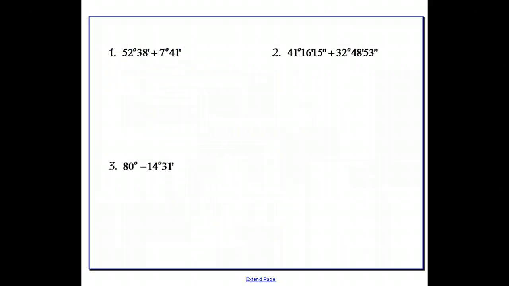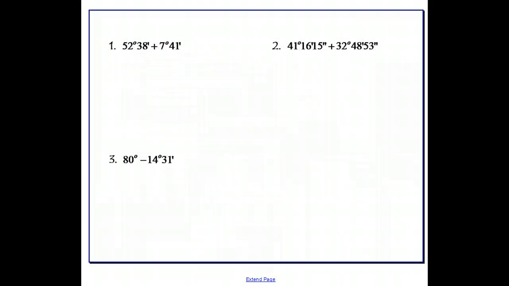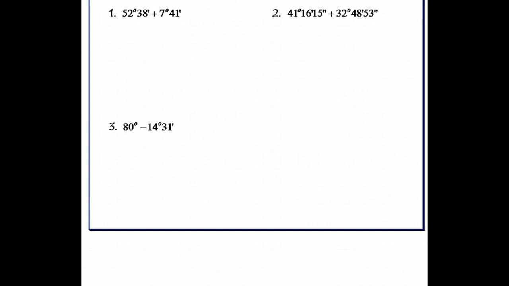We'll get things like, look at some of these. Here is 52 degrees, 38 minutes. Here's 7 degrees, 41 minutes, and they'd like us to add these up. Well, let's add these up. I'm going to do this vertically. Here's 52 degrees, 38 minutes. Here's our 7 degrees. We line up our degrees. We'll line up our minutes and our 41 minutes.